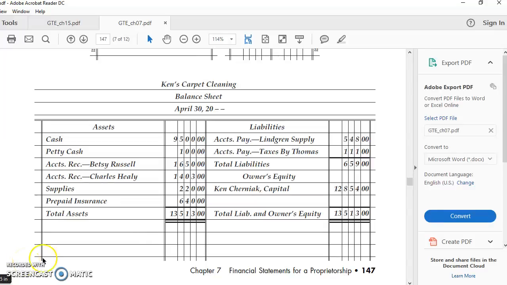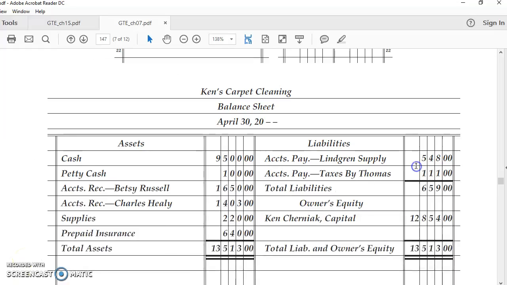Good morning, Accounting 2. Today we are going to start a balance sheet.